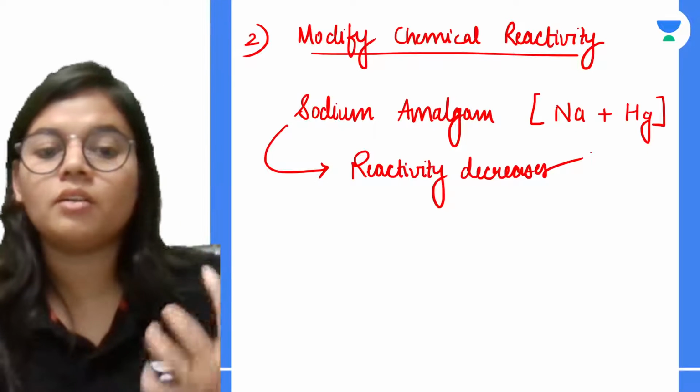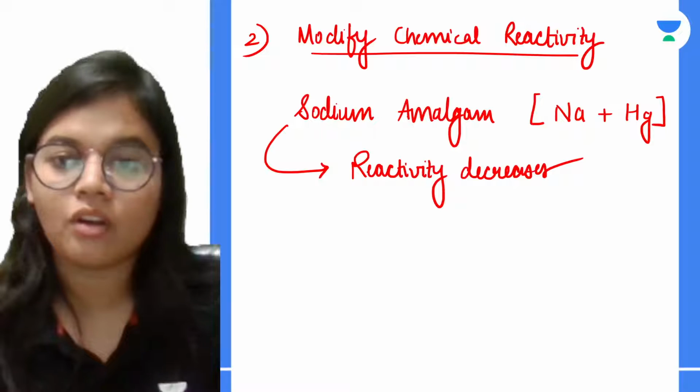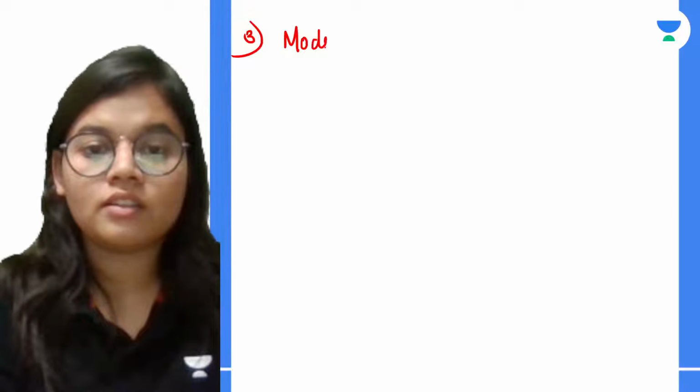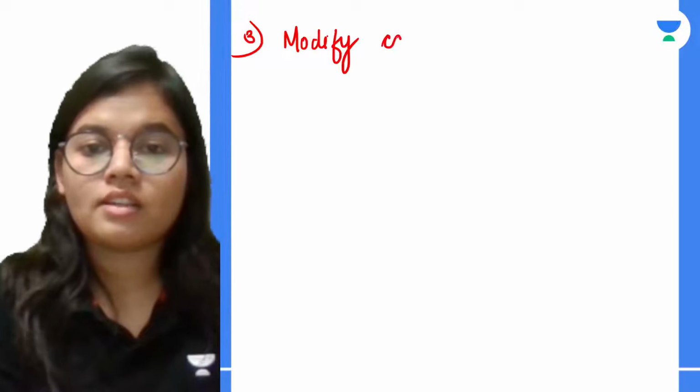Okay, so here the purpose of alloying is salt. And what is the purpose? To change the chemical reactivity. Now, the third one is to modify casting ability.